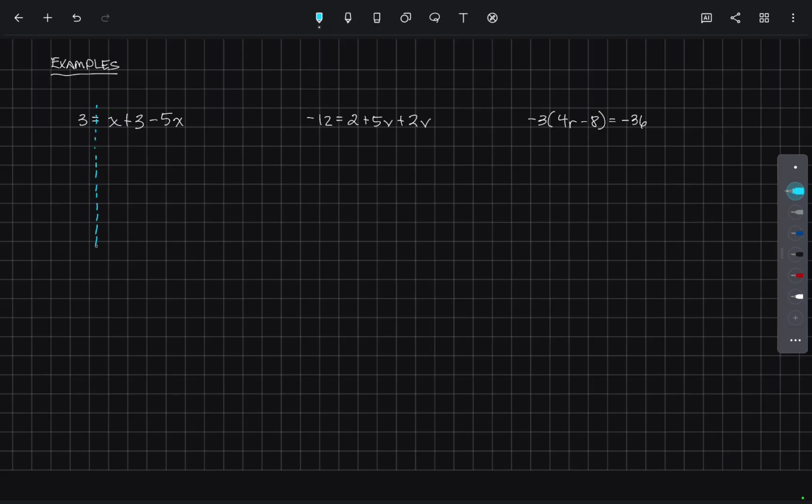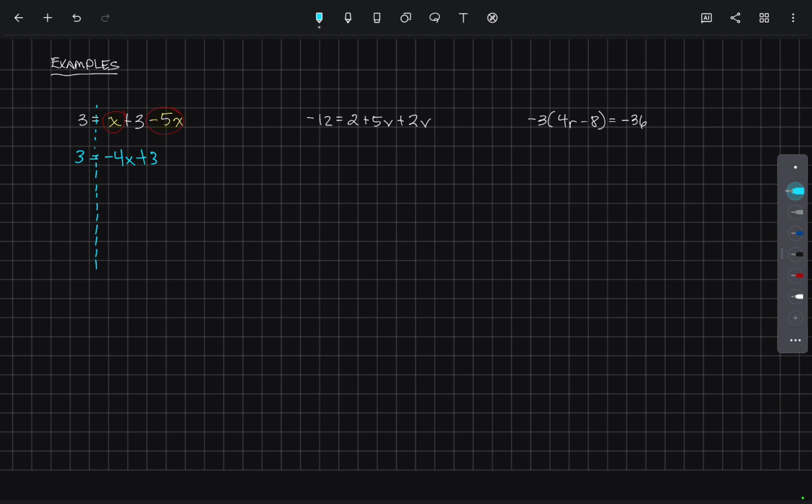I'm still going to cut the problem in half down the equal sign. And what we're looking at here is like terms, x and negative 5x. What I like to do with this is I like to circle the terms that are like with the sign in front of them. That means I have a positive 1x and I have a negative 5x. Positive 1 plus negative 5 is negative 4. So I'm going to rewrite that as negative 4x plus 3 equals 3.